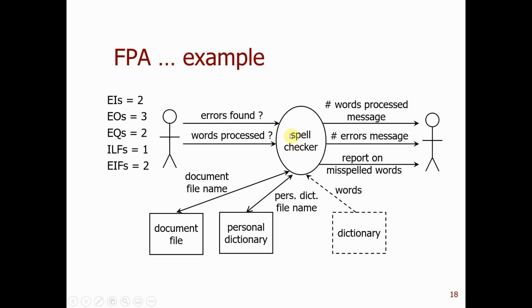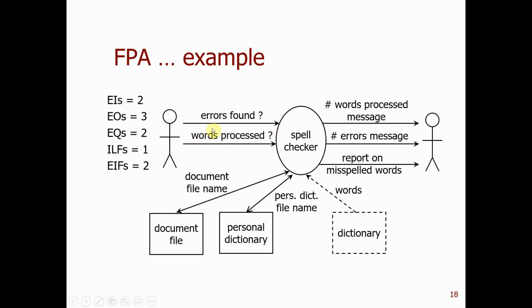So just based on the description of the problem, we can draw the data diagram. Here we have the spell checker. Then we can look at what's inside and what's outside. Here the user will ask for any errors found and how many words were processed.